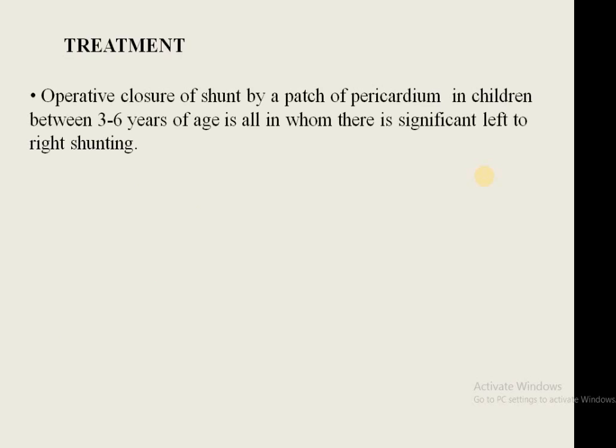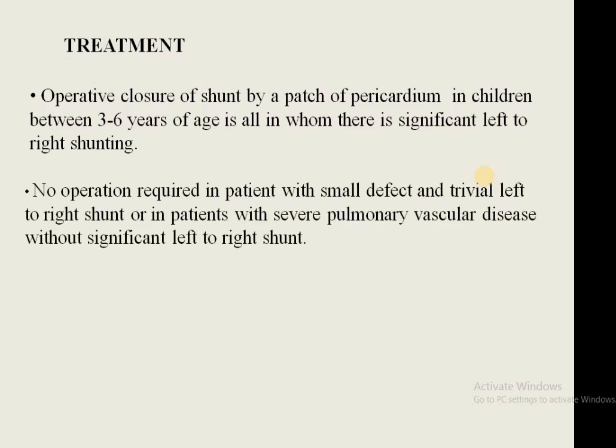Treatment will be operative closure of the shunt by a patch of pericardium, recommended in children between 3 to 6 years of age in all where there is a significant left to right shunting. So if there is significant left to right shunting, even if the child is asymptomatic, he should be operated between the age of 3 to 6 years. No operation is required for small septal defects or very trivial left to right shunting, or in patients with severe pulmonary vascular disease without significant left to right shunting. So if the defect is very trivial, there is a mild left to right shunting, no operation is required.